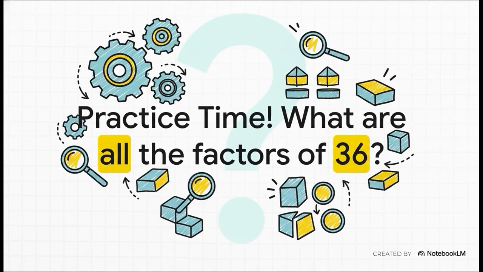Alright, detective, here is your first official case. Take a second and try to find every single number that divides perfectly into 36. Go ahead and pause if you need to. Okay, you ready? The factors are 1, 2, 3, 4, 6, 9, 12, 18 and 36.